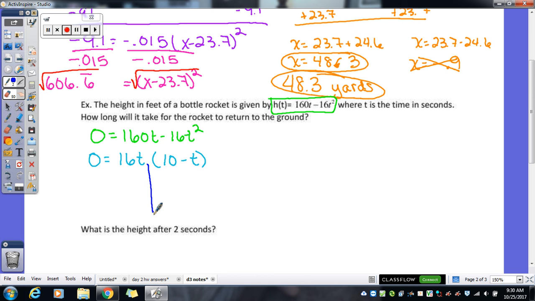So in setting those equal to 0, one of our answers is t equals 10. Our other answer is t equals what? 0. So they're looking for when it returns to the ground. So it's not going to be our 0, because that's when it leaves the ground. We're looking for it to return to the ground. So it's going to take 10 seconds.